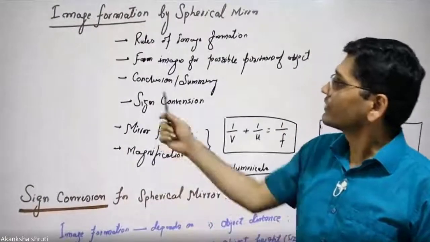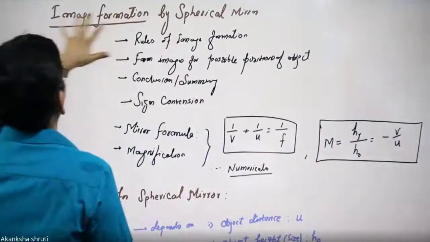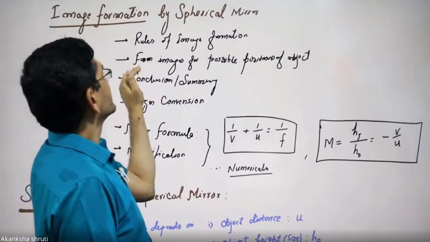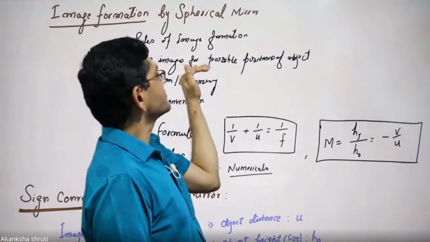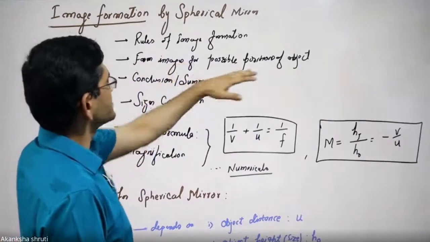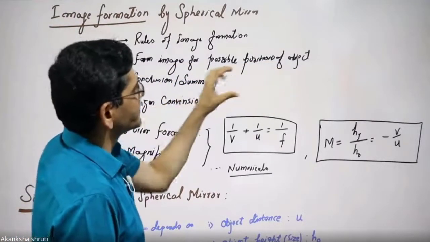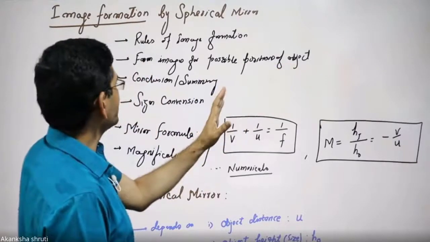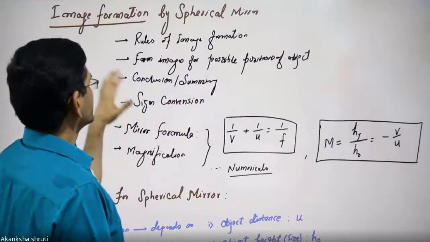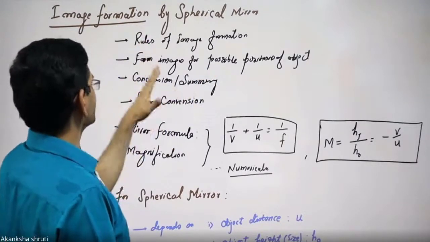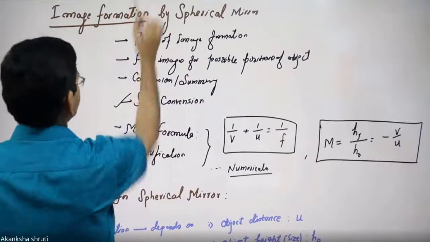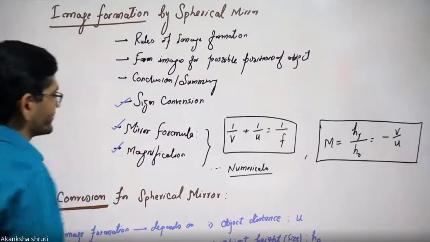Students, we have already learned how image formation happens, the rules for image formation, and the various images for different positions of the object. We had concluded how the image moves when the object shifts toward the mirror or away from the mirror, for both concave and convex mirrors. We have written the conclusion and summary of this image formation. Today we have to learn about the sign convention, mirror formula and magnification.